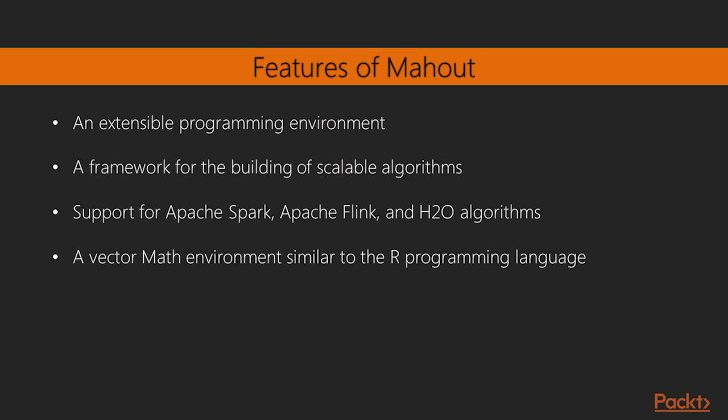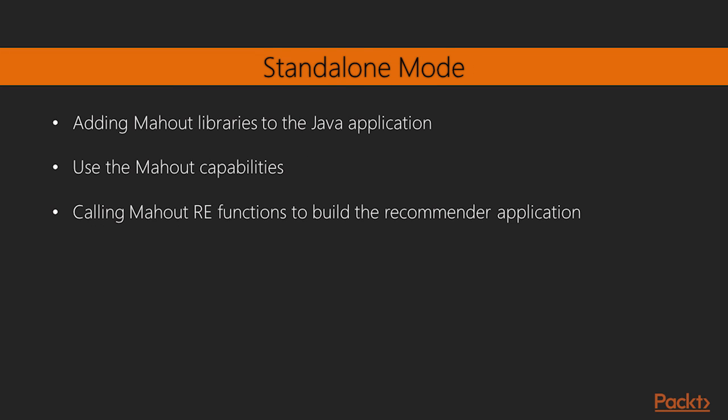Setting up Mahout. In this section we'll look at setting up Mahout in standalone and distributed mode. The standalone mode, using Mahout as a library. The standalone mode of Mahout usually involves two steps: adding Mahout libraries to the Java application that wants to use the Mahout capabilities, and calling Mahout recommendation engine functions to build the recommender application.